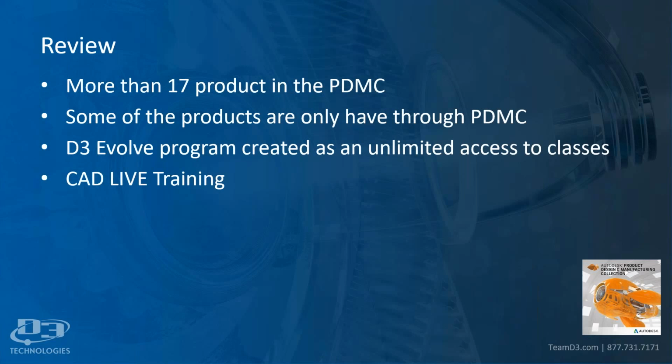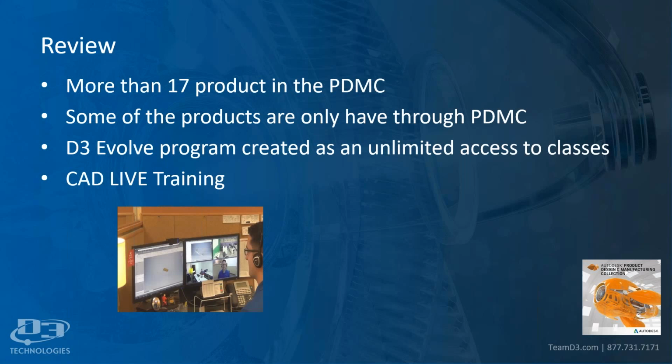So just to review, we know there's more than 17 products currently in the product design and manufacturing collection. We want to help, of course, our companies or our clients utilize those products more. Some of the products that you've seen today are only available through the product design and manufacturing collection, such items as nesting. Our D3 Evolve program is created as unlimited access to these classes, so being able to get the classes when you need them. And we also utilize CAD Live technology, which is the last thing we'll talk through here.